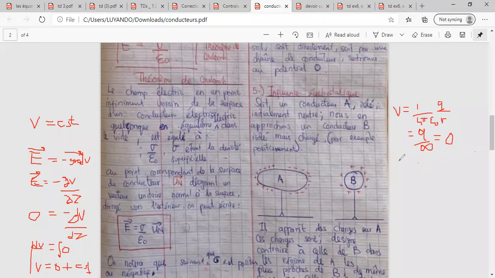So if we have a neutral conductor, it has both positive and negative charges. We have negative, we have positive, we have negative. So this is a neutral conductor that is isolated, which we have given the name A. Then we have a charged conductor, a positively charged conductor.